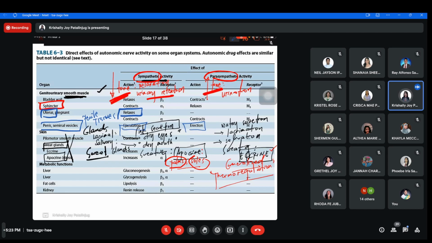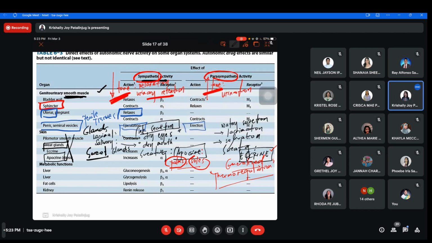And we have actually a medical term that tells about relaxation of uterine muscle. So yung term natin dyan is tocolysis. Okay, that's the medical term. Kapag relaxed yung uterine muscle, yung uterus. Again, tandaan, walang equivalent parasympathetic response.